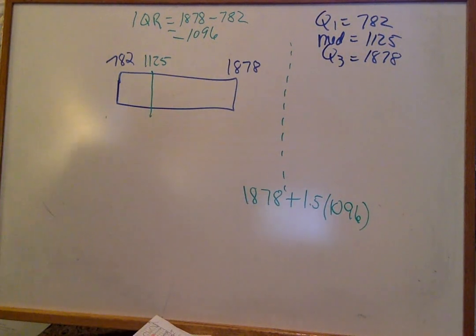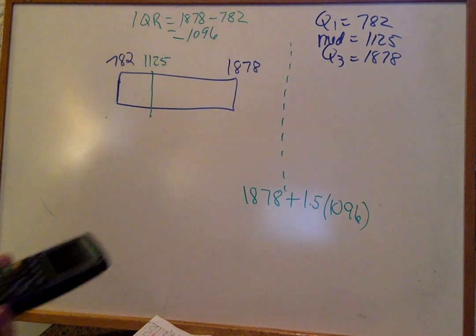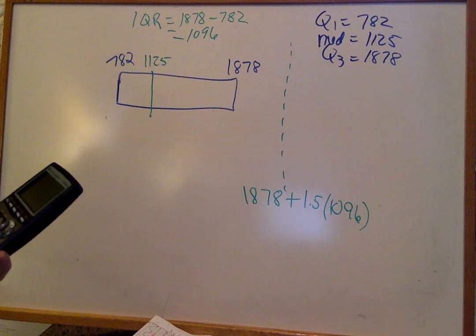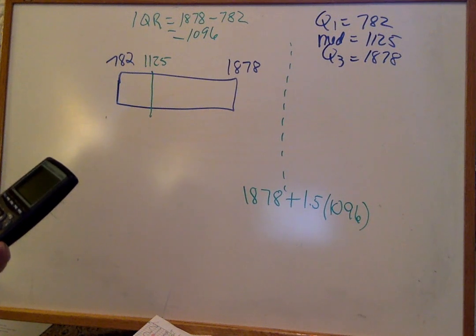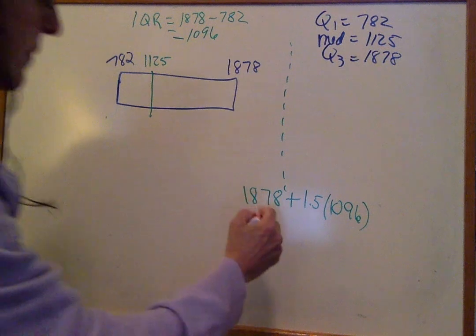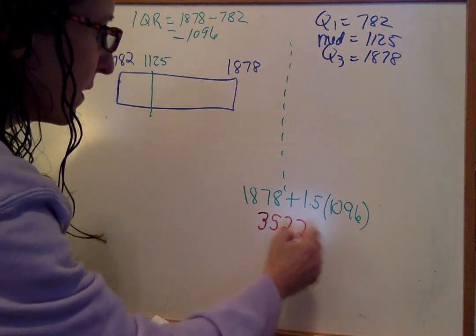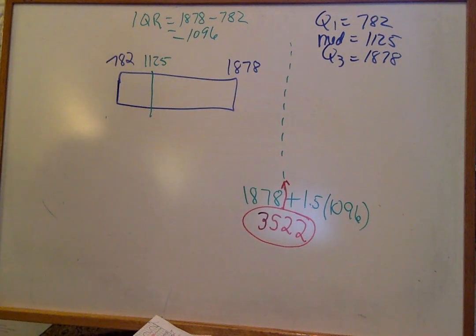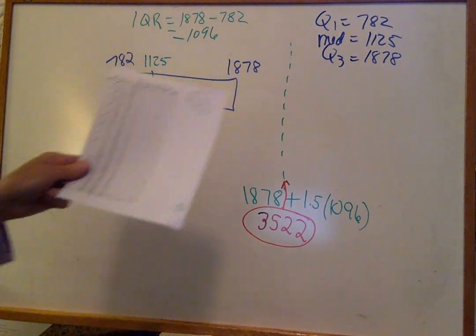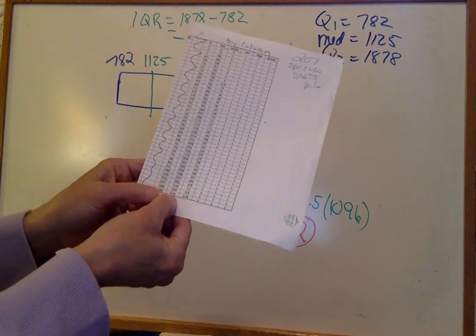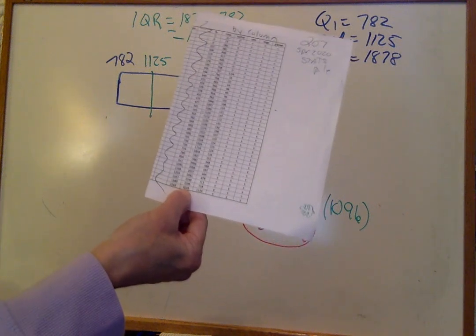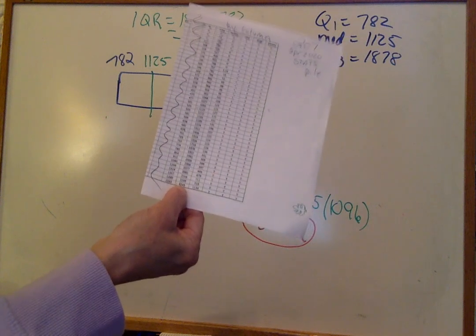Okay, so we're going to figure out what 1878 plus 1.5 times 1096 is. I'm doing it myself. Yes, 3522. Now, make sure you know what I'm labeling. I'm labeling the fence. I'm not labeling space in between. Now, I'm going to actually look at my data set for the Instagram. I absolutely see that we have a data point bigger than 3522. I'm looking at the 6245.